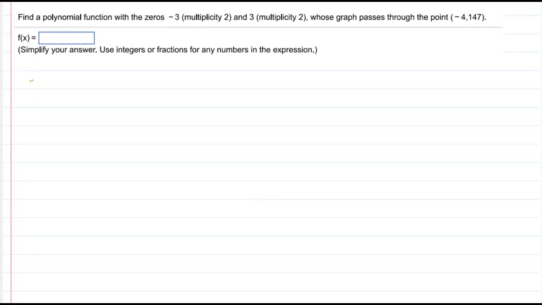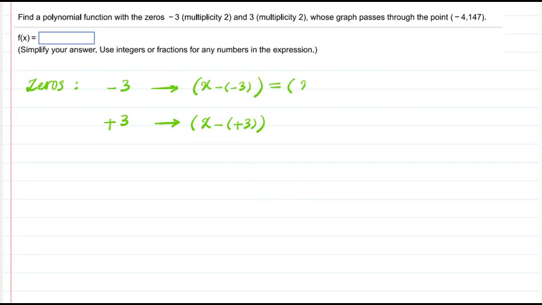Because one of the zeros for this function is -3, it means that there is a factor x minus -3 in the function, and because there is another zero, positive 3, we have a factor x minus positive 3. So this factor is x plus 3 and this factor is x minus 3.